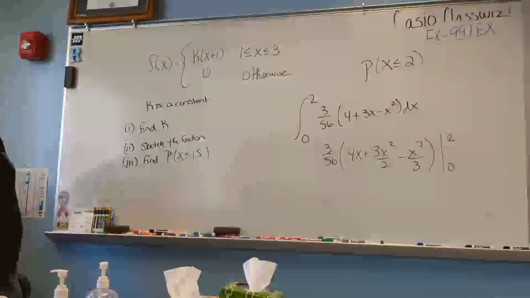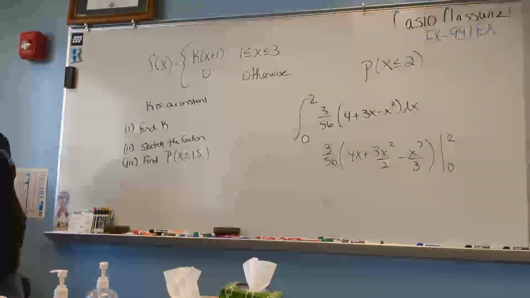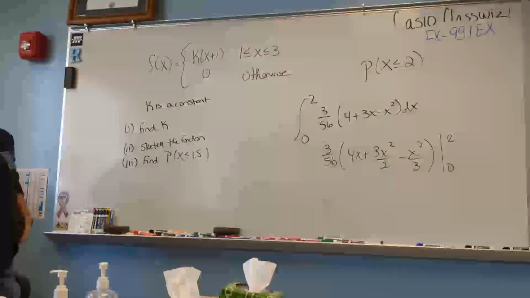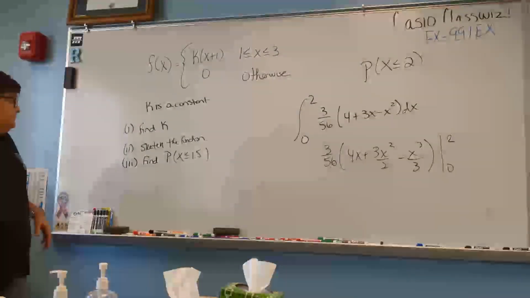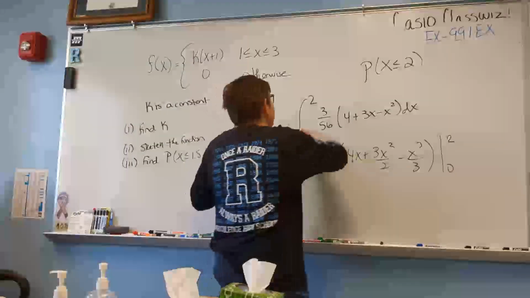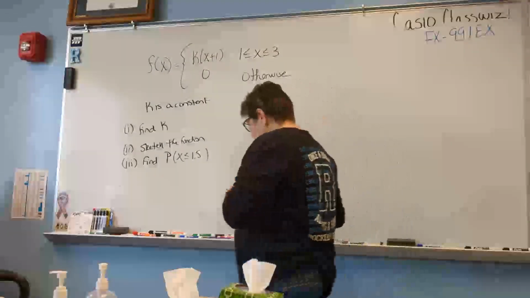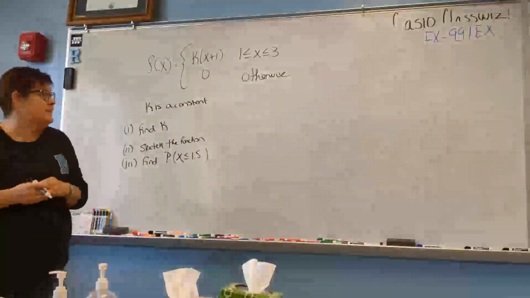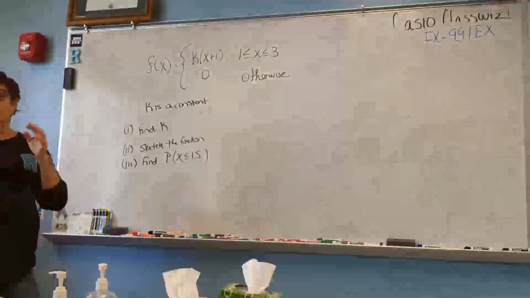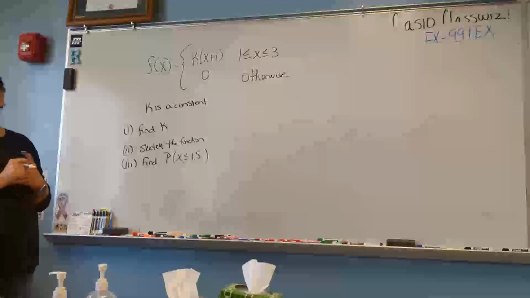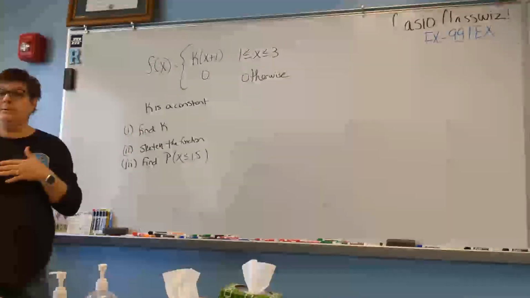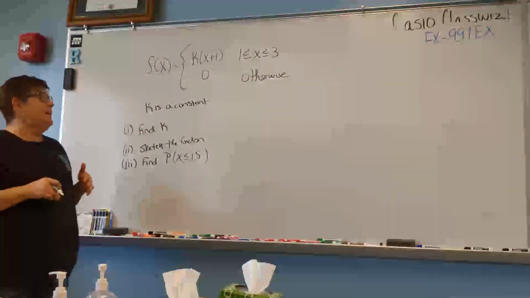Okay, so this problem says initially it wants us to find k, and then we have some other things to do. But first we have to get over the hurdle of finding k. This is a probability density function, which means it's showing the whole graph. The graph is going from what to what? 1 to 3. So we need to find the unknown k.